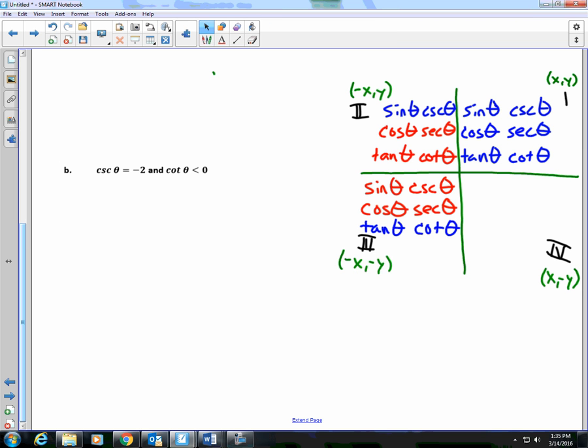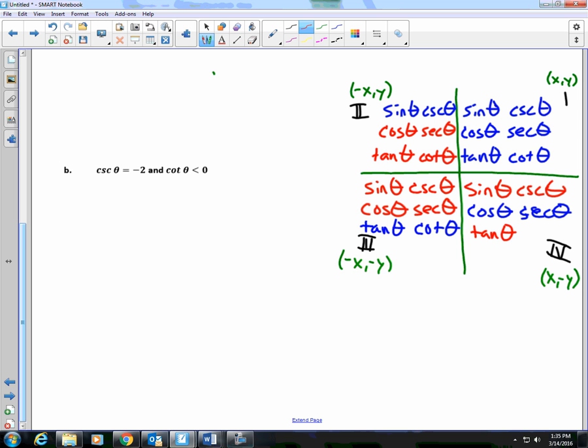And I move to the fourth quadrant. Cosine or sine. Sine is your y value. Will it be positive or negative? Cosine is your x value. Will it be positive or negative? And tangent, will it be positive or negative? Because you have a negative divided by a positive, it will be negative.